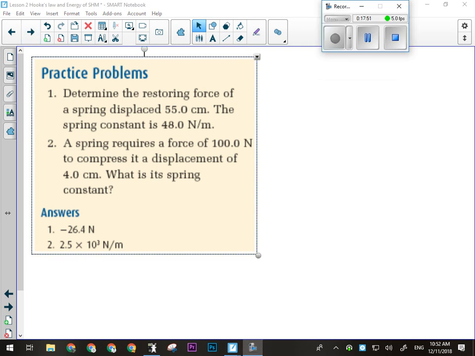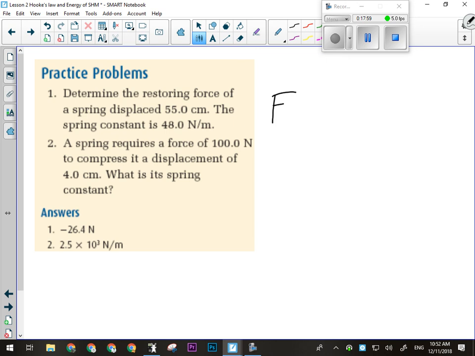All right, so let's quickly have a look at these two. So if we want to determine the restoring force of a spring displaced 55 centimeters when the spring constant is 48 newtons per meter, we don't even have to manipulate. We just have to convert the centimeters to meters. Okay, so we'll have negative 48 times 0.55 meters. All right, so we'll end up with negative 26.4 newtons for that one. It's in the opposite direction of the displacement.